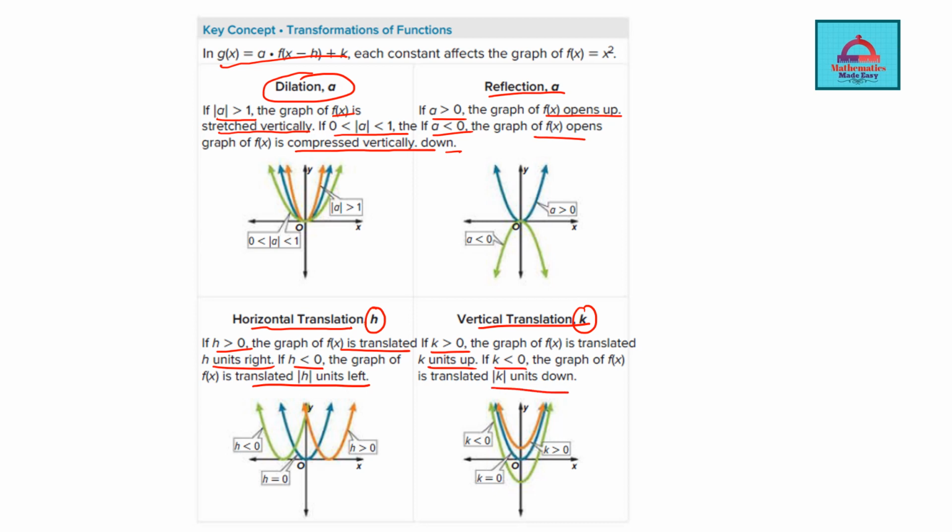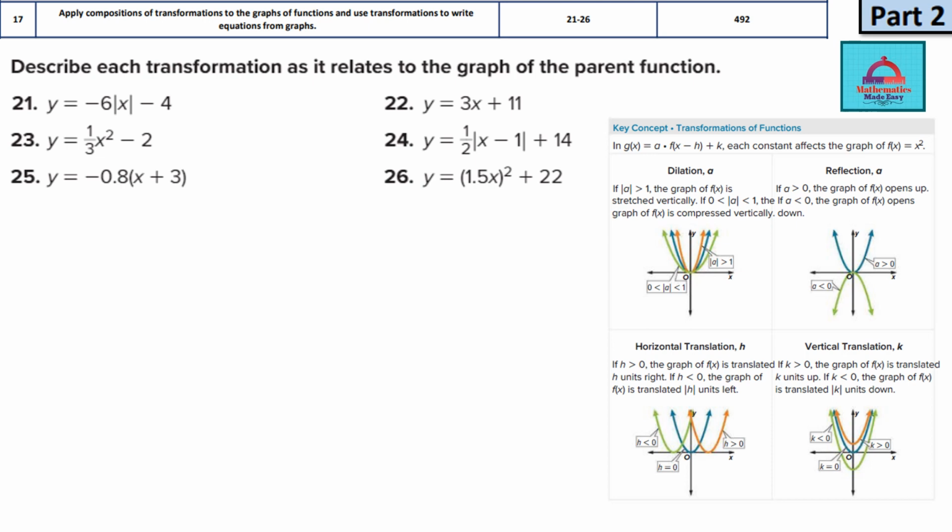So remember, your horizontal translation happens across the x-axis in the direction left or right, depending on the value of h, and your vertical translation goes up and down depending on your value of k. So now that we are ready with the key concept, let's solve the questions one by one. Okay, so now we are ready to solve these questions.